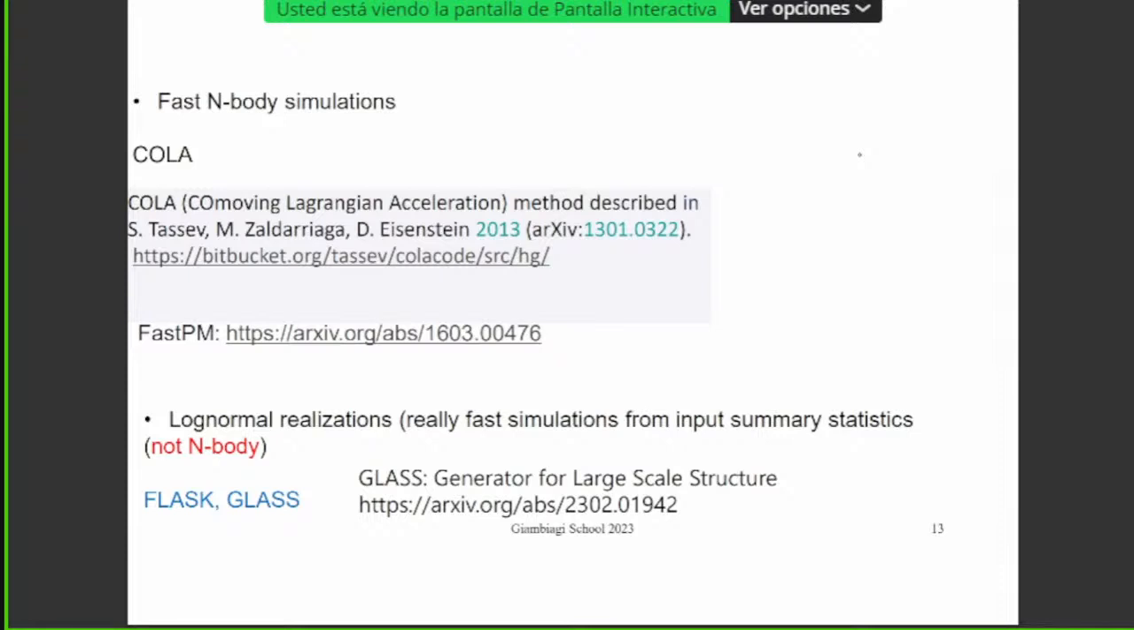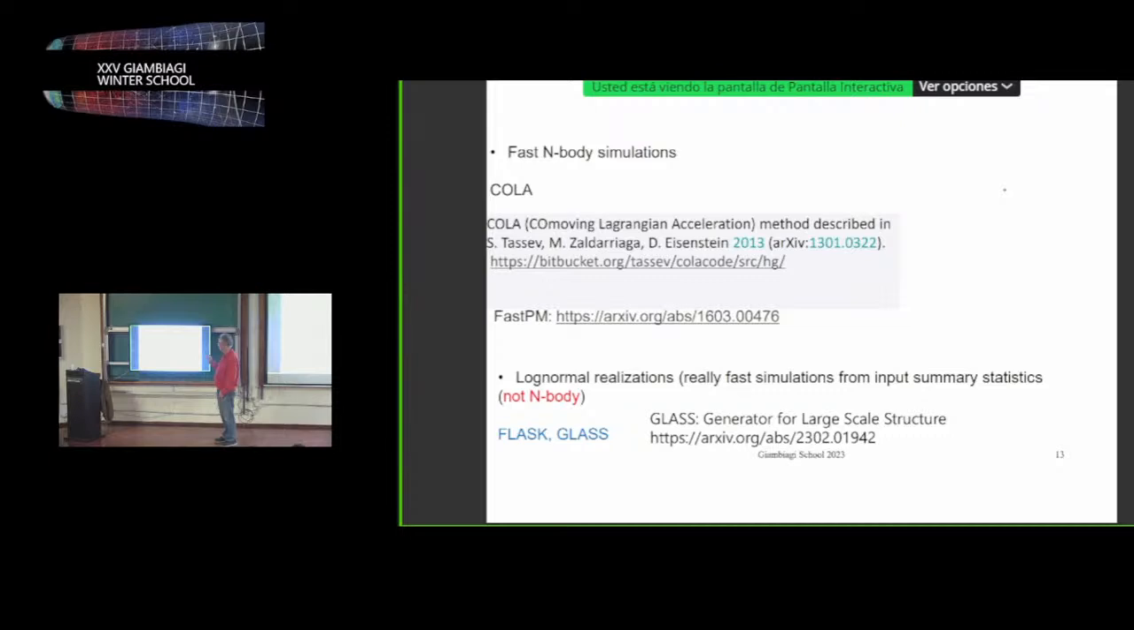There's another type, which I wouldn't even call simulations because it's not really a simulation, called log-normal realizations. What is this? It is a way in which you input some summary statistics, and it will generate random log-normal realizations that reproduce on average the input summary statistics. So it's not an n-body simulation. The first one was Flask, and there is a more recent one called GLASS, a generator for large scale structures. This is not very precise, but it can be useful if you want a lot of simulations very fast and you know the summary statistics already. So this is interesting for testing covariance matrices and such.